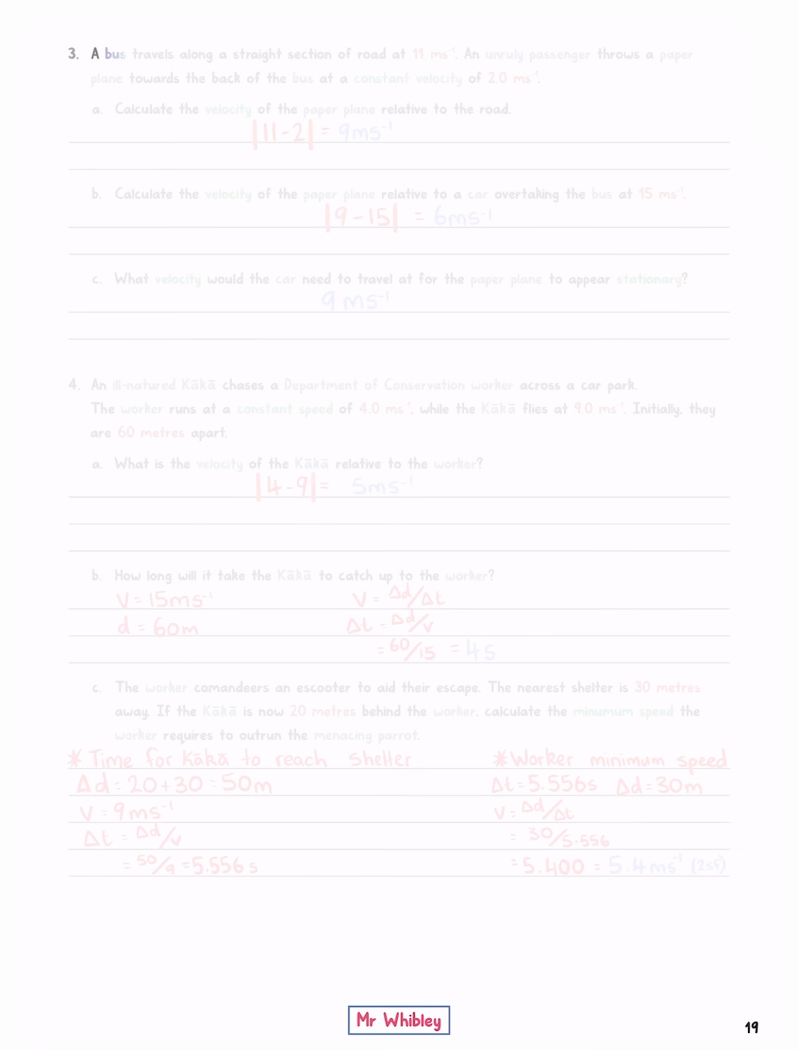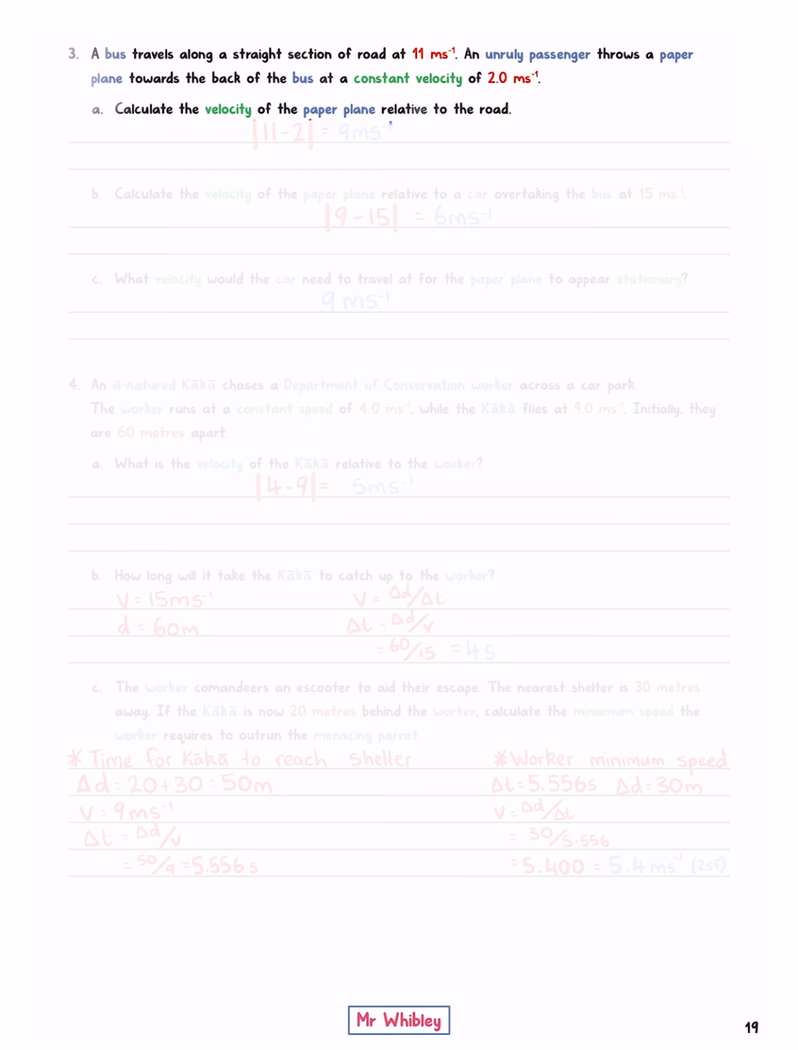Question 3. A bus travels along a straight section of road at 11 meters per second. An unruly passenger throws a paper plane towards the back of the bus at a constant velocity of 2 meters per second. Calculate the velocity of the paper plane relative to the road. So if we have our bus and our paper plane moving towards the back, the velocity of the paper plane due to the bus moving is our 11 meters per second, but then we need to subtract 2 meters per second as the plane is moving relative to the bus. 11 minus 2 gives us 9 meters per second.